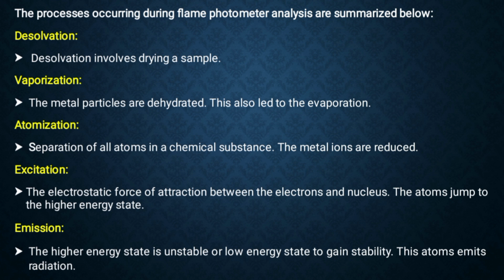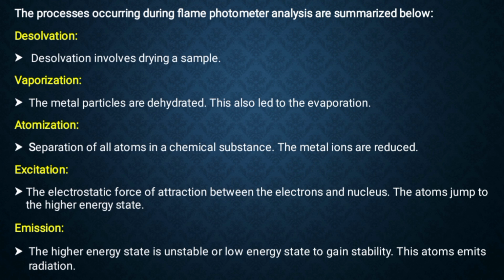Next, vaporization. The metal particles in the sample are also dehydrated. This also leads to the evaporation of the solvent. Next, atomization is the separation of all atoms in a chemical substance. The metal ions in the sample are reduced to metal atoms by the flame.